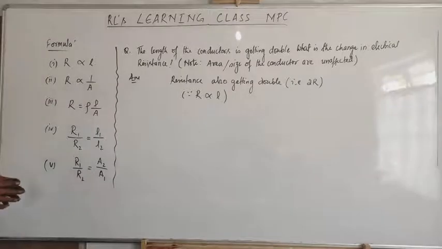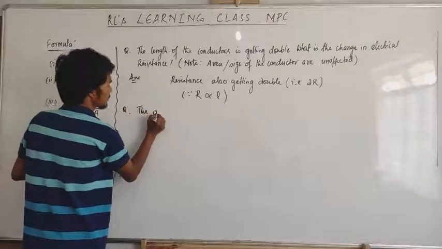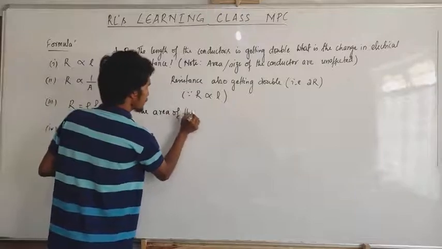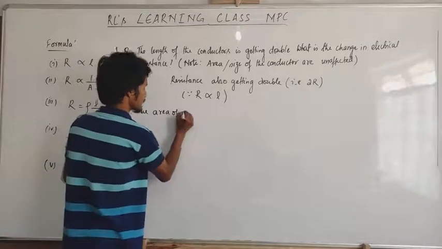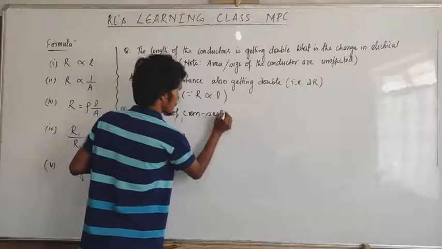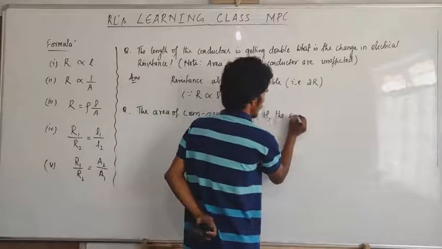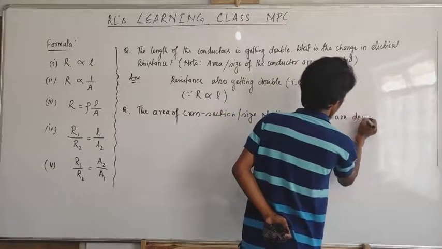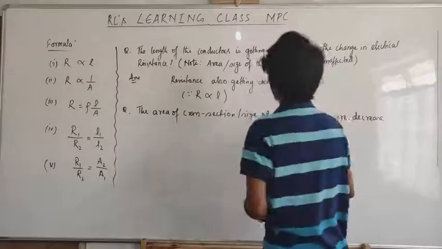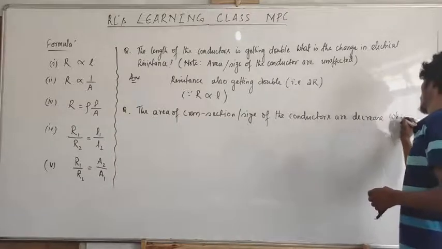Okay, now one more question. If the area of cross section, not area, okay? Area of cross section or size of the conductor decreases. Then what is the change in its electrical resistance?